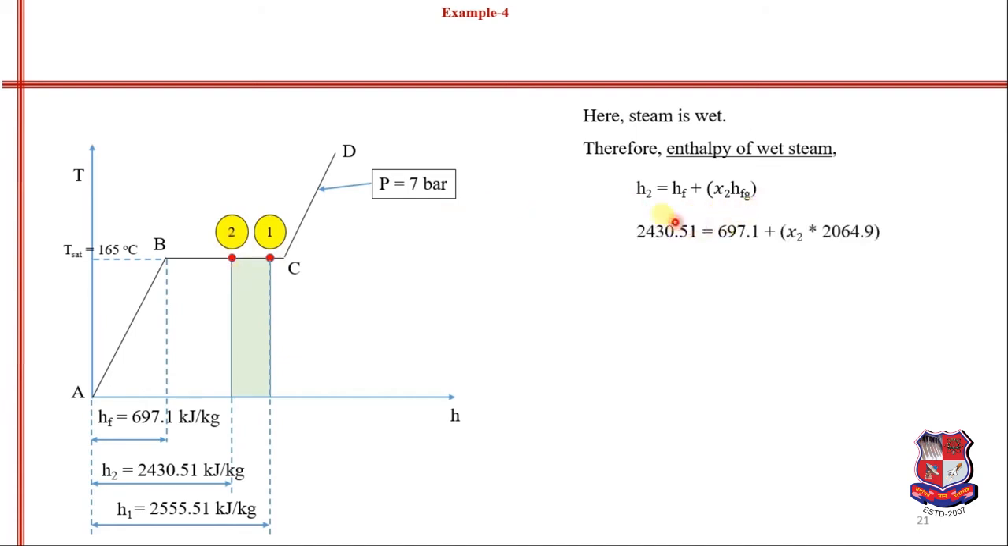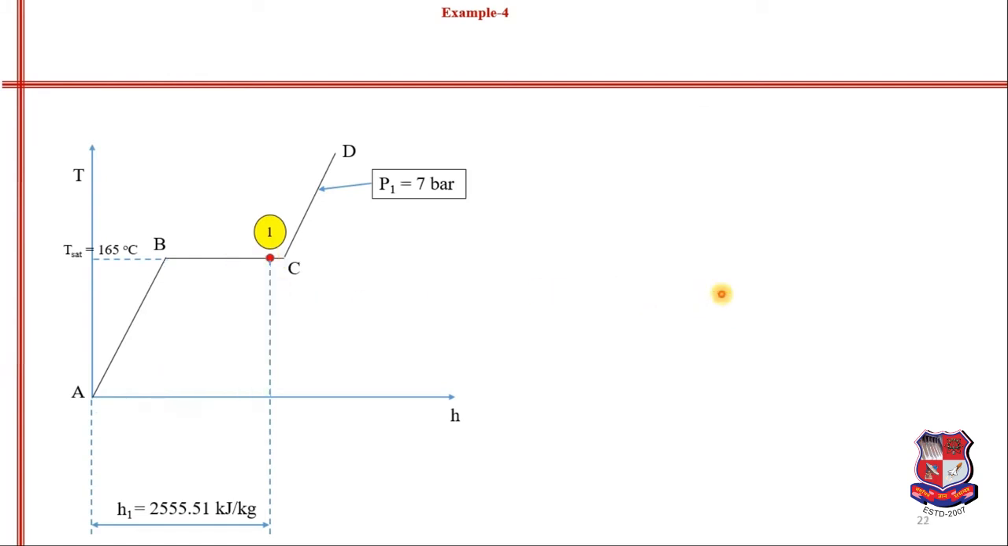We know the value of H2, we know the value of HF from the steam table regarding 7 bar pressure, and HFG at 7 bar pressure. So X2 comes out to be 0.839. Here you can see that initially our dryness fraction was 0.9, and now after losing heat our dryness fraction becomes 0.839. So that was the first case.